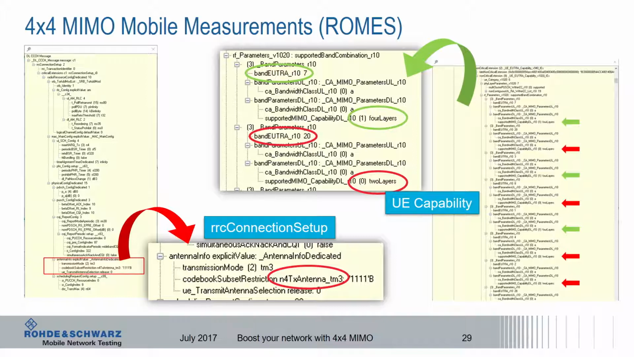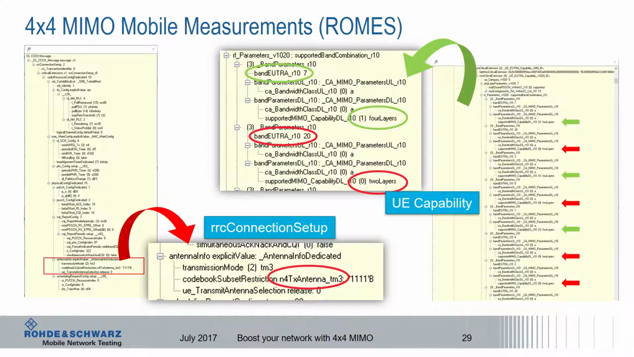So if you really want to double check this, I would recommend you put the device in airplane mode on and off. Then you will see the UE capability, which is shown on the right-hand side. The green arrows indicate the layers supporting 4 layers, and the red arrows indicate the layers supporting only 2 layers. In this particular screenshot, band 7, which is LTE 2600, is supported with 4 layers, and band 20, which is LTE 800, is supported only with 2 layers.